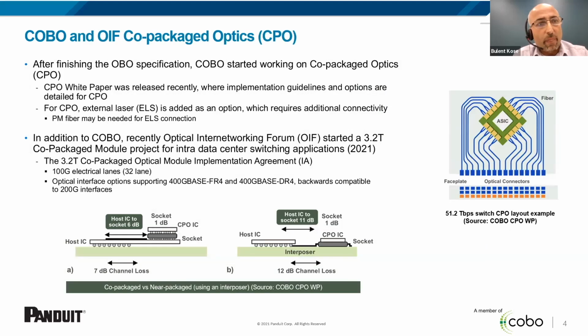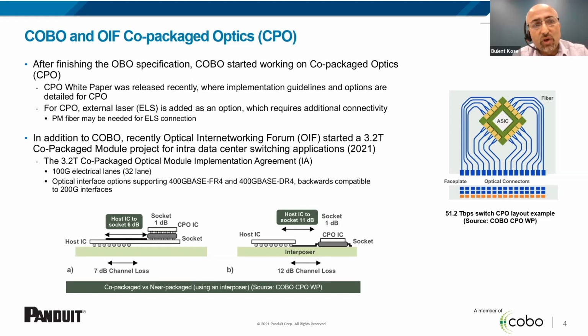So after finishing the OBO specification, COBO started working on co-package optics. This was a white paper that they developed, and it was recently published, where they described implementation guidelines and detailed options for co-package optics. There was also a discussion on external laser, which is an added option, also discussed in the Optical Internetworking Forum, the CPO option. So this requires some additional connectivity, and especially it may require a polarization maintaining fiber.